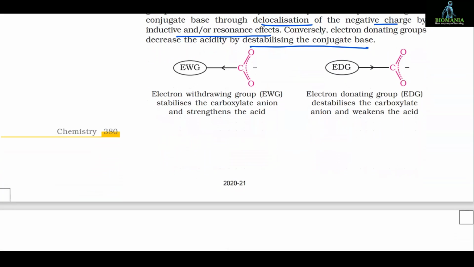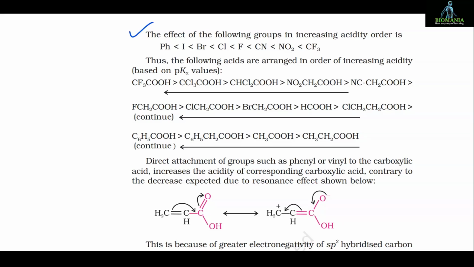Here you can see that the electron withdrawing group, EWG, stabilizes the carboxylate ion and strengthens the acid. And here you can see that the electron donating group destabilizes the carboxylate ion and weakens the acid. The effect of the following groups in increasing acidity order is Ph < I < Br < Cl < F < CN < NO2 < CF3. Thus, the following acids are arranged in the order of increasing acidity based on pKa value. Here you can see that order.